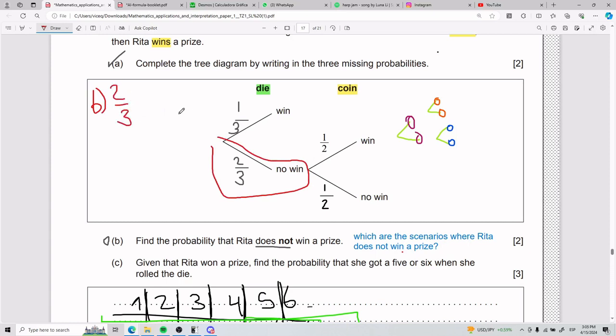And they think they're done, right? And I would say, so first, it's no win on dice, but then it's no win on coin. So it would be 2 over 3 times 1/2. In other words, 2 over 6 or 1/3. So that is the probability of not winning a prize.